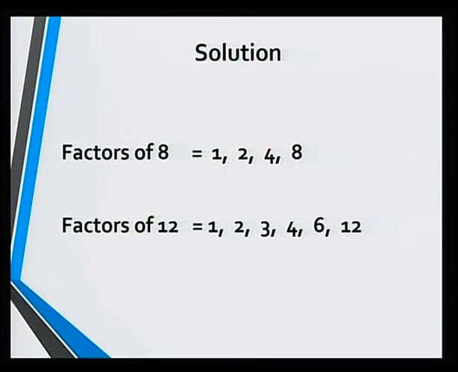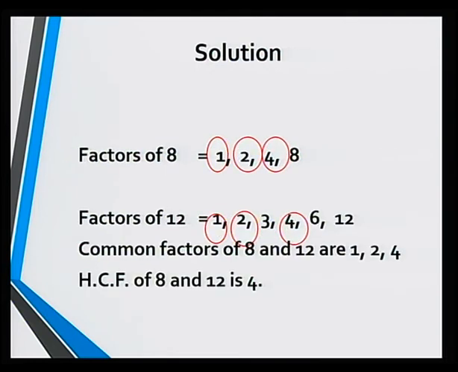So now that we have found the factors for both numbers, we need to find the common factors. We can see that 1 is common, 2 is common, and 4 also is common. So the common factors are 1, 2, and 4. Now, among these three factors, which one is the highest? It is 4. So the HCF of 8 and 12 is 4.